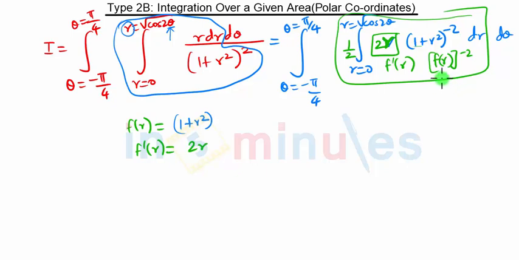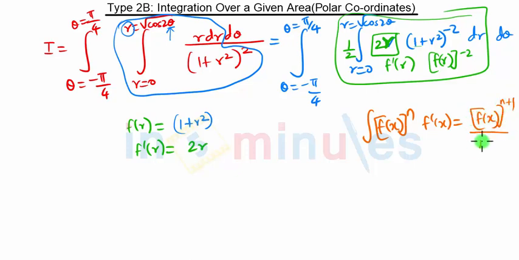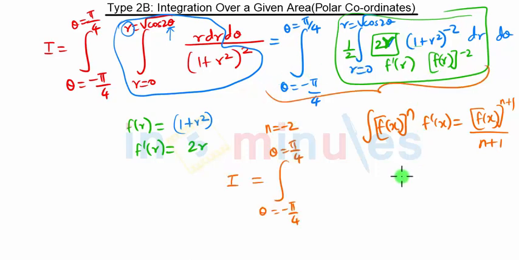So here we have the direct formula of integration, which states that integration of f of x the whole raised to n into f dash of x is nothing but f of x the whole raised to n plus 1 upon n plus 1. In our case, n is minus 2. So this integration will be f of r. F of r is 1 plus r square. So 1 plus r square the whole raised to n plus 1.